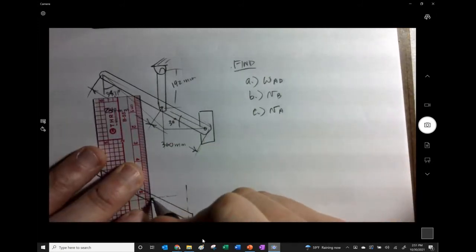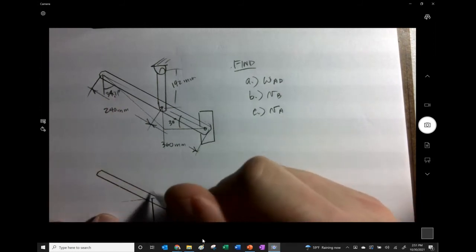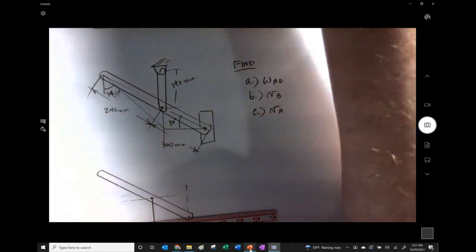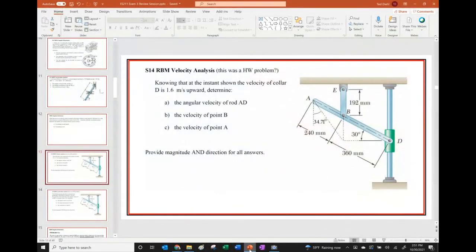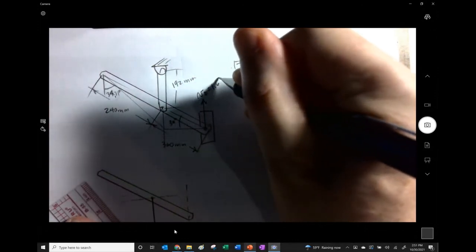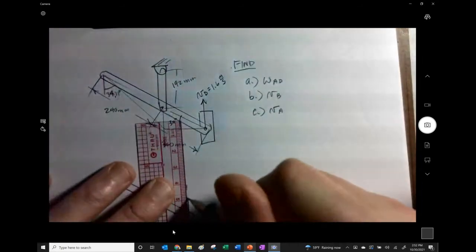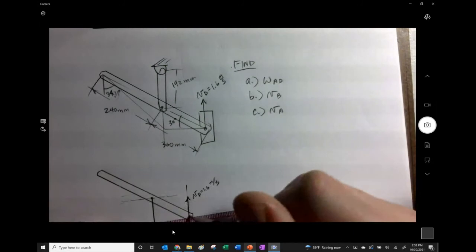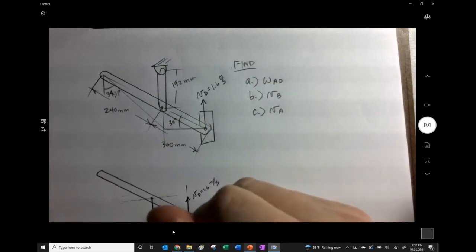So when we get to this, here's a line through this line of action of velocity, and here's another one. By the way, which one did they give us in this problem? Knowing that at the instant shown the velocity of the collar is going 1.6 upwards, so that's an important thing to know. VD is 1.6 meters per second. Oh, I had that. So here's our VD equals 1.6 meters per second, but here's where our ICR is going to be.